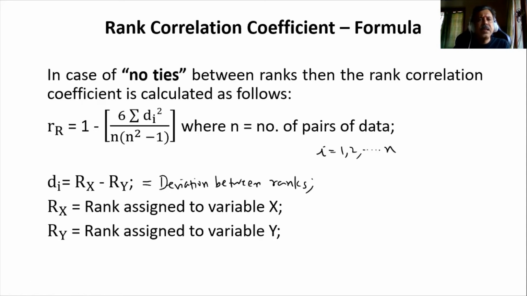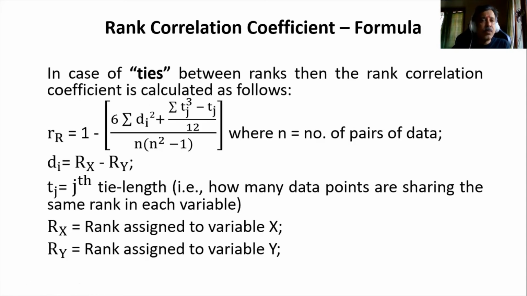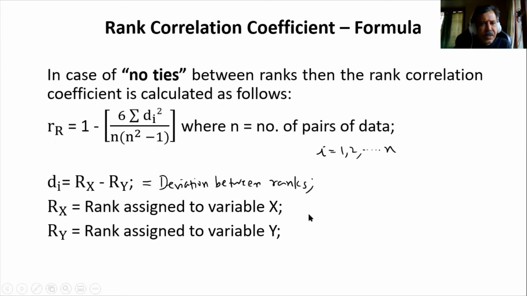Let's proceed. If there are ties, how do we calculate? The formula is extended like this: 1 minus 6 times summation d_i square plus summation t_j cube minus t_j divided by 12. If you look at the previous formula and this formula, only this portion, wherever I am putting brackets, is an extra term which has come in the numerator. If there are no ties, this entire term will become 0, and you will get the previous formula. If I substitute 0 here, you may notice that it matches the previous formula.